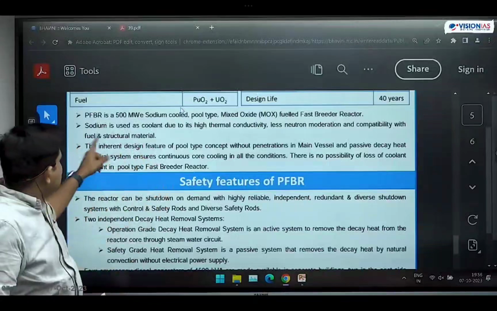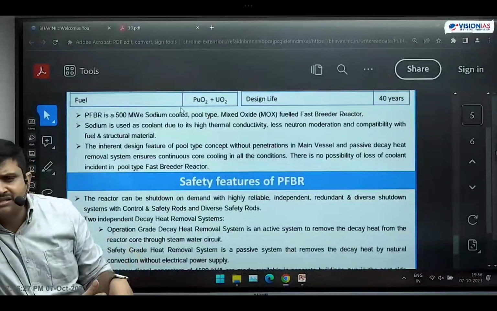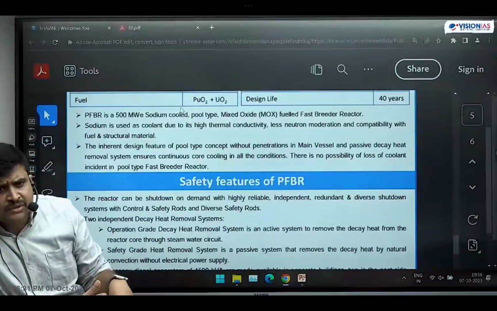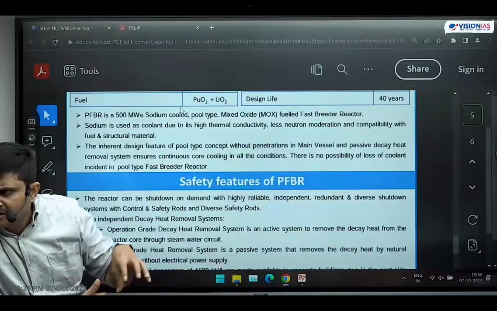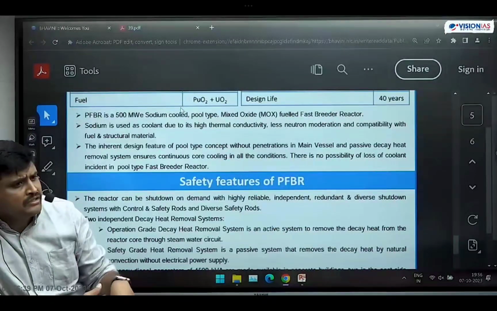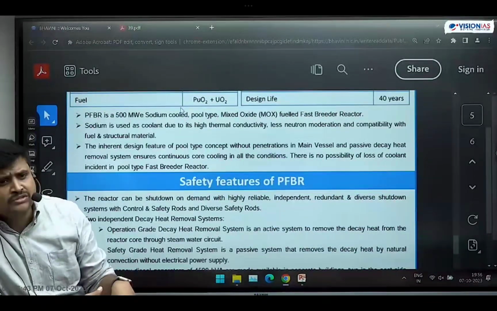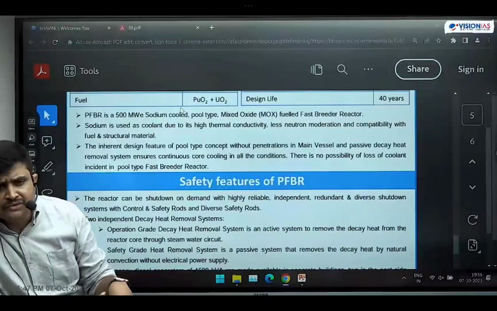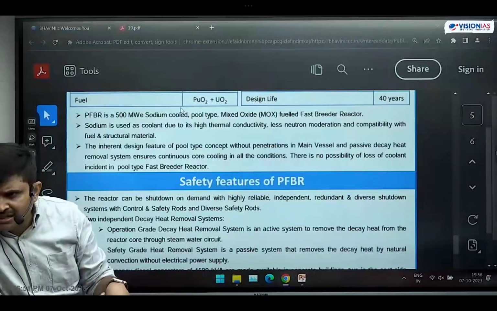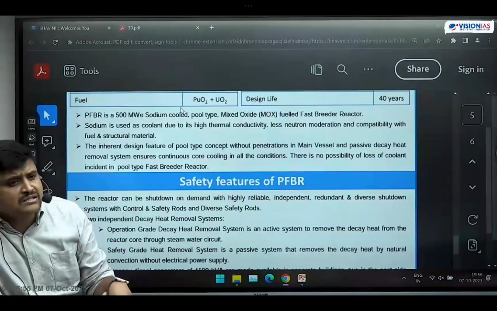Next one is compatibility with fuel and structural materials. If there is heavy water, there is a chance of corrosion. If it is liquid sodium, no corrosion effects will be there. And the safety of nuclear reactors is also very high. Hence, we started using liquid sodium as a coolant in the second stage of nuclear reactors. By using liquid sodium, the safety of India's nuclear reactors has been enhanced. Second stage nuclear reactors are much safer than first stage reactors. This is one of the reasons why India is focusing on the second stage of nuclear reactors.